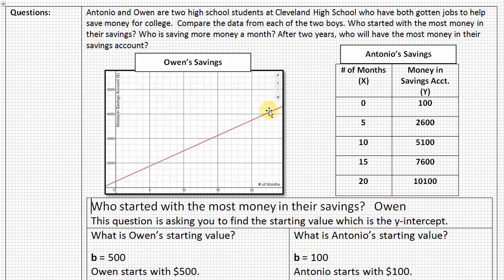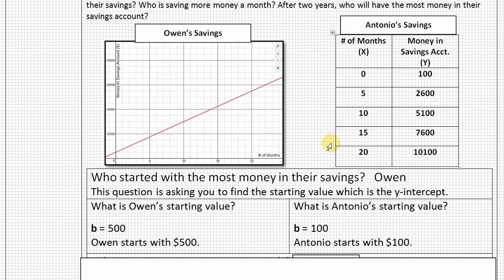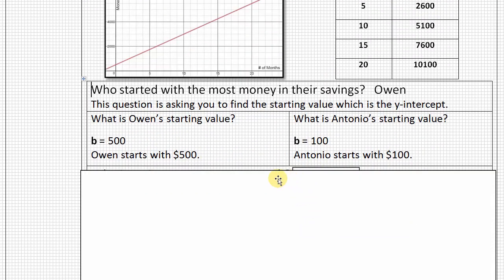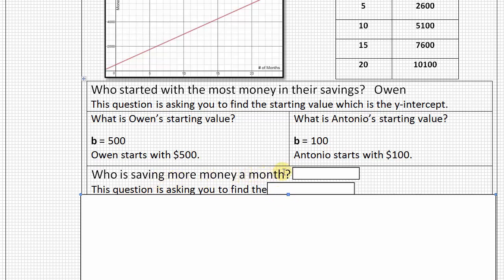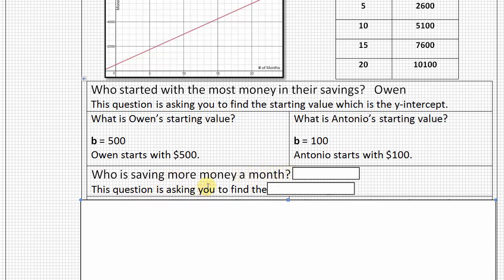So what else do we want to compare? Starting value is just one thing, right? That rate of change, though, how quickly they are saving money, is another important thing. So let's take a closer look at our graph. Well, first let's uncover our next question, right? We know the question was asking who is saving more money a month. That is asking if we want to know more a month. So this wants us to break it down over every month. How much is it increasing? That's another way of asking for the rate of change, or that slope value.